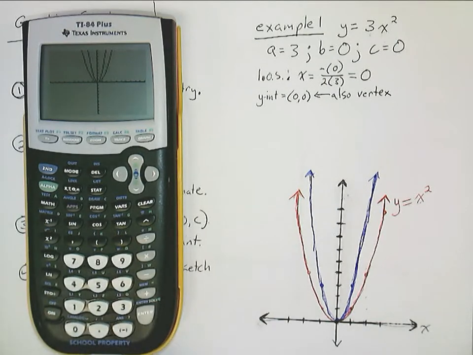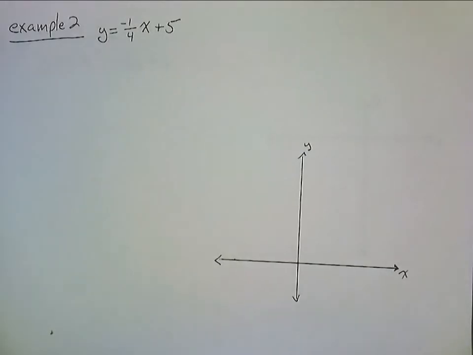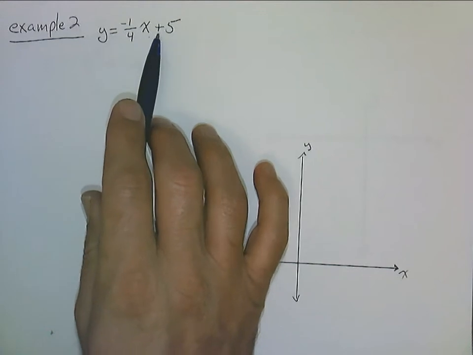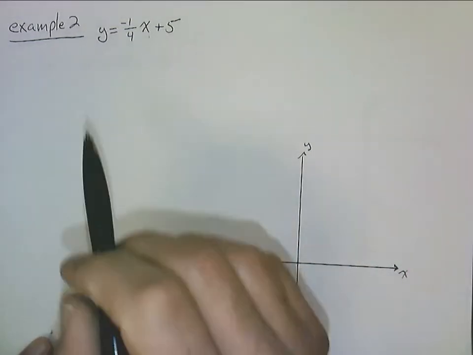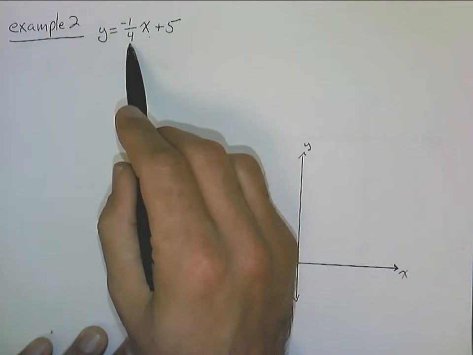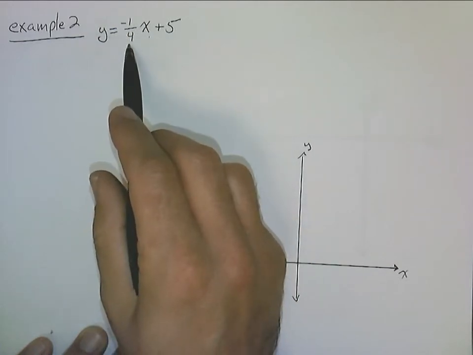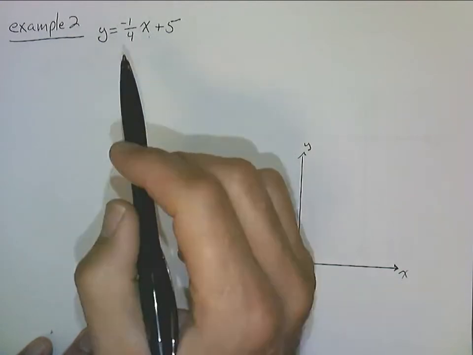Let's try another example here. This one will be y is equal to negative 1/4 times x squared plus 5. So looking at this now, right off the bat we know that the parabola is going to be opening down because a is a negative number. We also know that the graph will be less steep than the parent function because negative 1/4 in absolute value is less than 1.